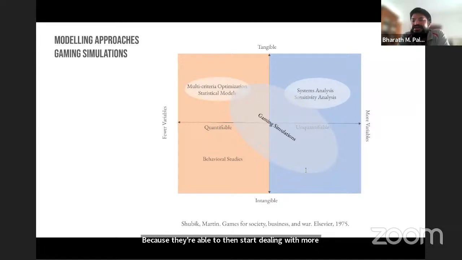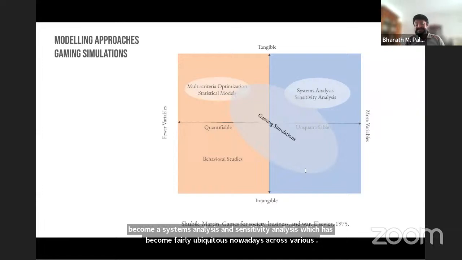Because you can start looking at, I mean, my criticism of optimization models has always been that they tend to optimize the wrong things. But you can create good optimization models to prioritize the right variables as well. But in this context, they can start dealing with multiple variables, and they can start dealing with a whole host of variables. As we move to the right-hand corner, the top right corner, we are looking at systems analysis and sensitivity analysis, which has become fairly ubiquitous nowadays across various disciplines.